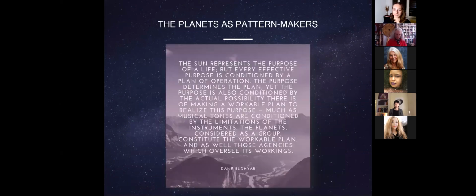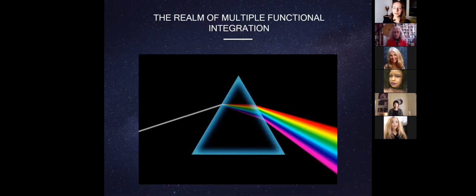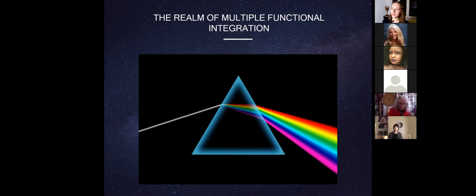So now, I don't know if I already showed you this one, but this analogy is, I think, something very beautiful to associate planets with the sun and with the functions, how it all works. And Rudhyar is suggesting we imagine a prism.